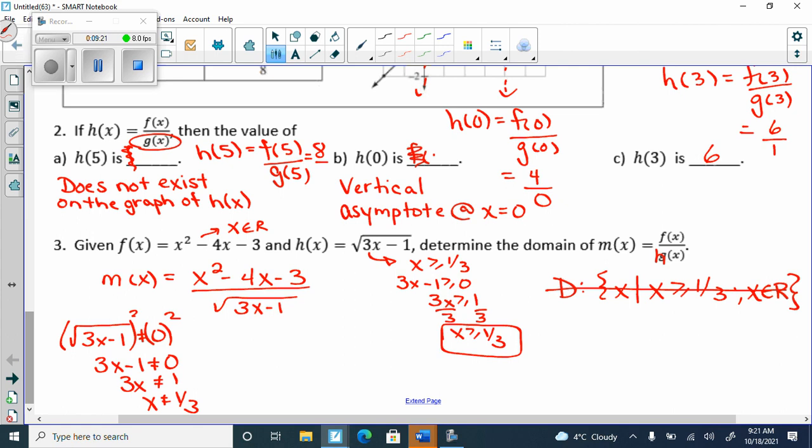No. So the answer is actually, you could write it like this, which you'd have to watch yourself. You'd have to go x such that x, and normally you could go greater than or equal to a third, and x can't equal a third. But that's counterintuitive in this case. It would be x is just greater than a third.